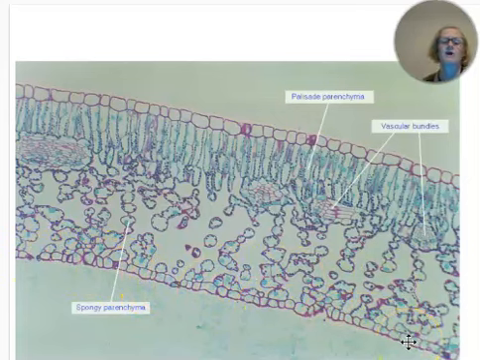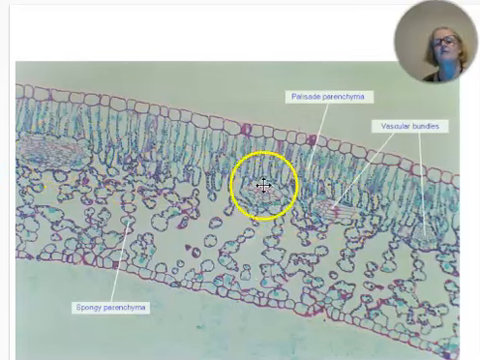A similar function to the upper epidermis, makes a nice waxy cuticle, keeps the leaf from drying out, but also allows guard cells to create holes where the gas can get in, and of course oxygen can get out. And you can see some of those tubes that are carrying water in and the sugar away, sliced either fully on or sideways here. These are the vascular bundles.